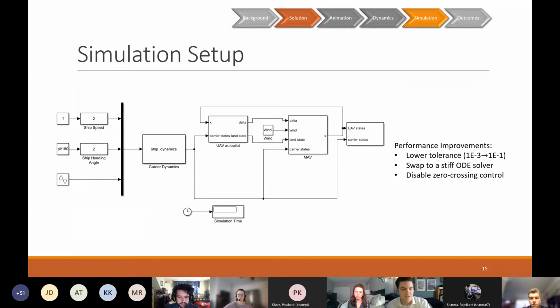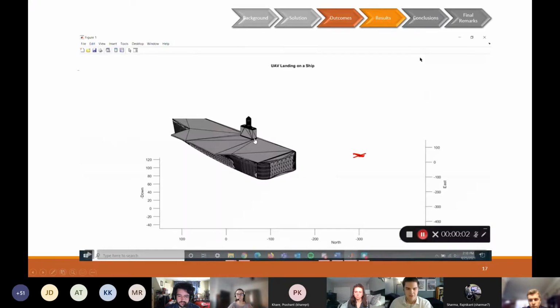To briefly go over our simulation setup, really the way that this is structured is we are able to issue some commands for the ship speed and for the ship heading angle. Then the ship dynamics computes, as Grace just discussed, and those states go directly into our UAV autopilot, where some of those commands are used, as David and Ryan discussed. Some of the big details to note here is there were a couple changes you can make for performance improvements, including lowering the tolerance, swapping over to a stiff ODE solver, and then also disabling crossing control. Now I'll hand it back to David and Ryan to discuss our simulation.